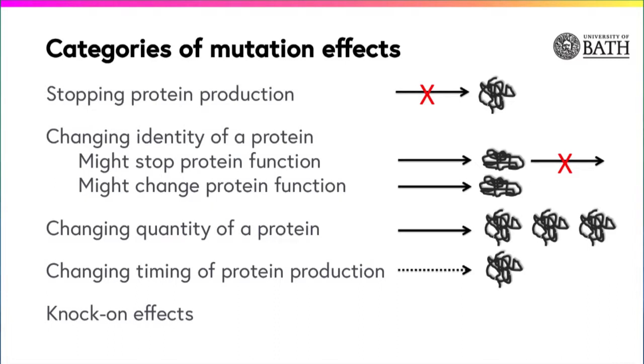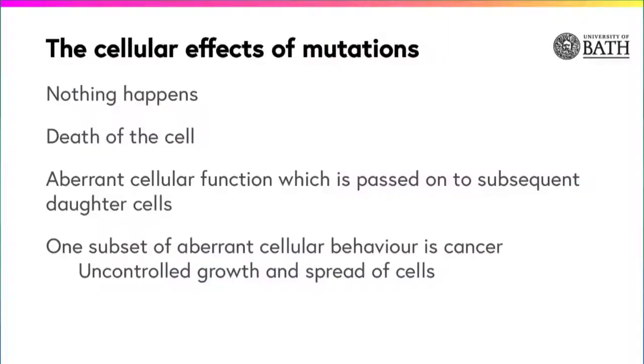What effect this has on the cell can be varied. The cell might shrug this off and consider it insignificant and nothing really happens to the form or function of the cell. Alternatively, the cell could actually sicken and die. What's of most interest to us when studying cancer are the cells that remain viable and still continue to replicate, but their form and/or function has changed in some way to an aberrant function. One example of aberrant cellular function is cancer, where we have uncontrolled cell growth, proliferation and spreading.